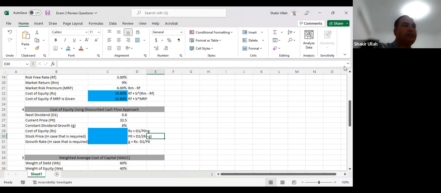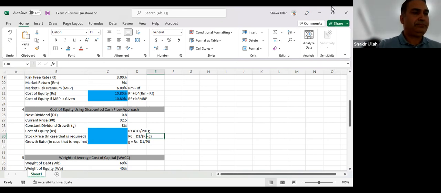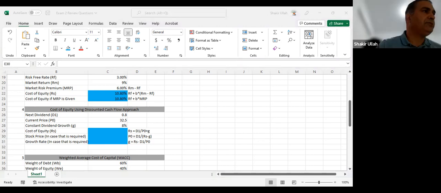Do you want me to rearrange this formula for you, or would that be an easy thing to do? Can you rearrange it, please? Let me do that for you.